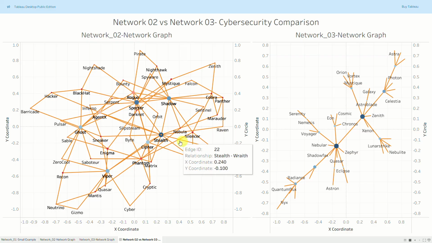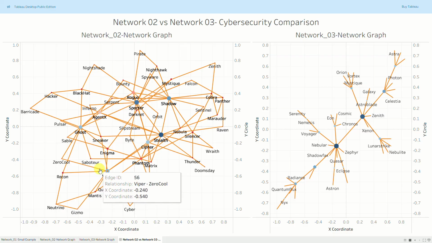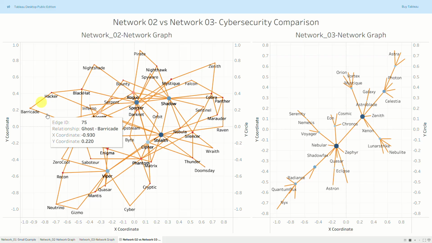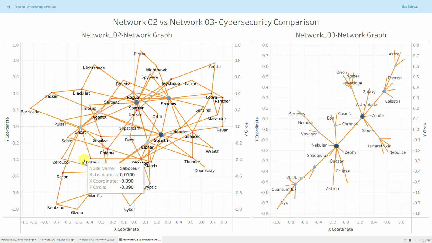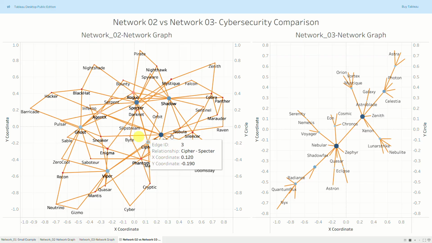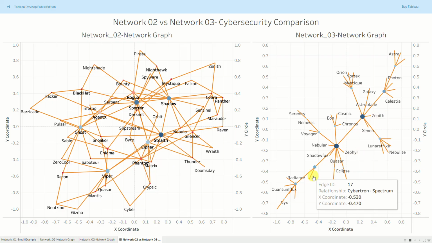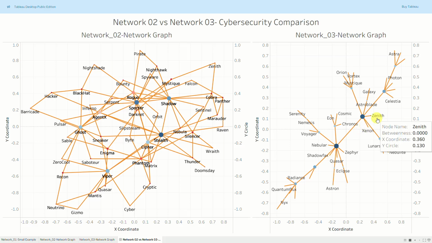When comparing both of the networks side by side in the dashboard, the differences are very clear. Network 2 is highly interconnected and resilient. It has multiple communication paths distributed between them and no single point of failure. Whereas Network 3 is a long and fragile chain with a few major bottlenecks. If one central node is compromised or goes offline, the entire network breaks apart.